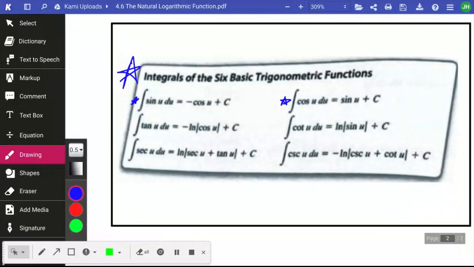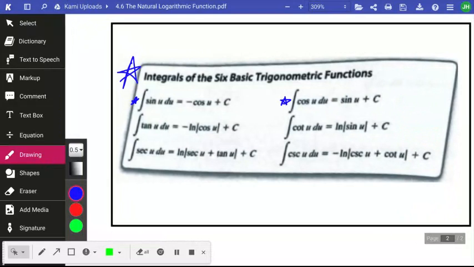And then if you do cotangent, it's positive natural log of sine. And then secant still goes with secant. Tangent no longer multiplies. When we do derivatives of secant, we get secant tangent, but that's not the case whenever you're going to do the antiderivative.